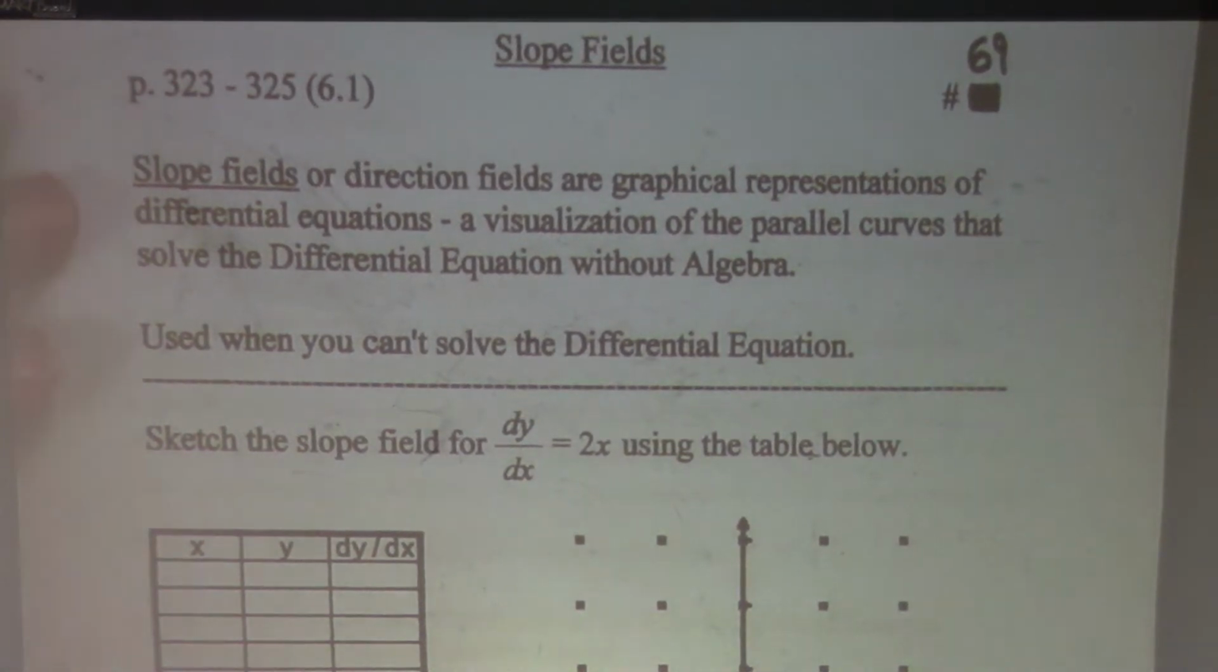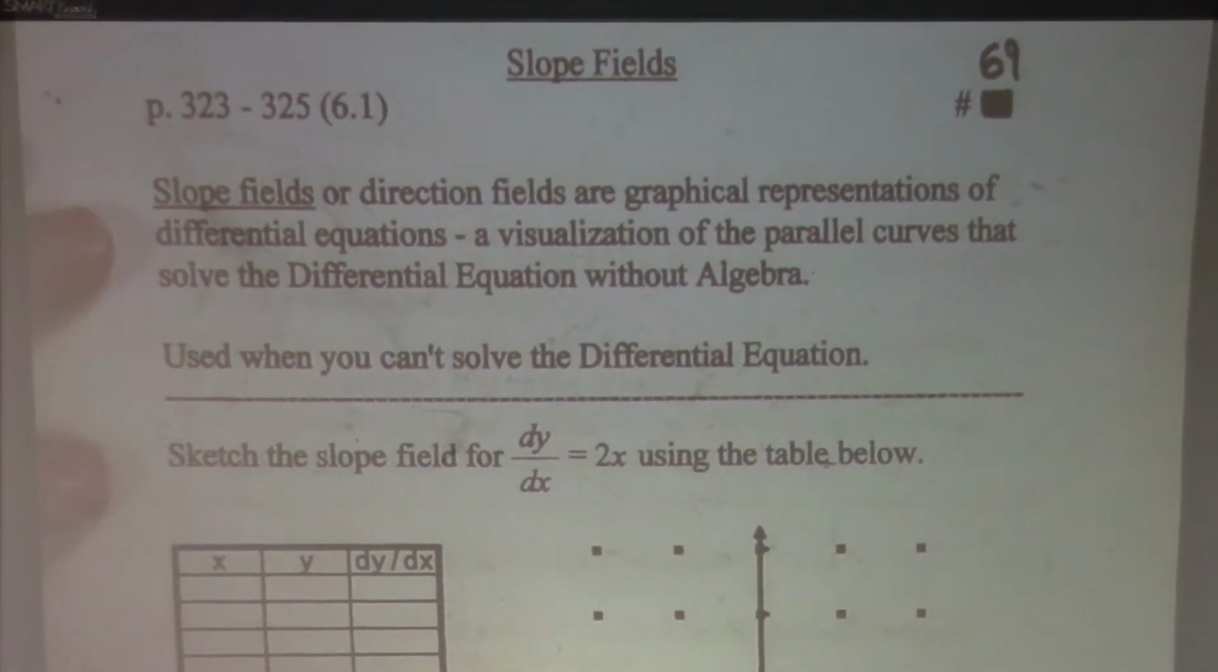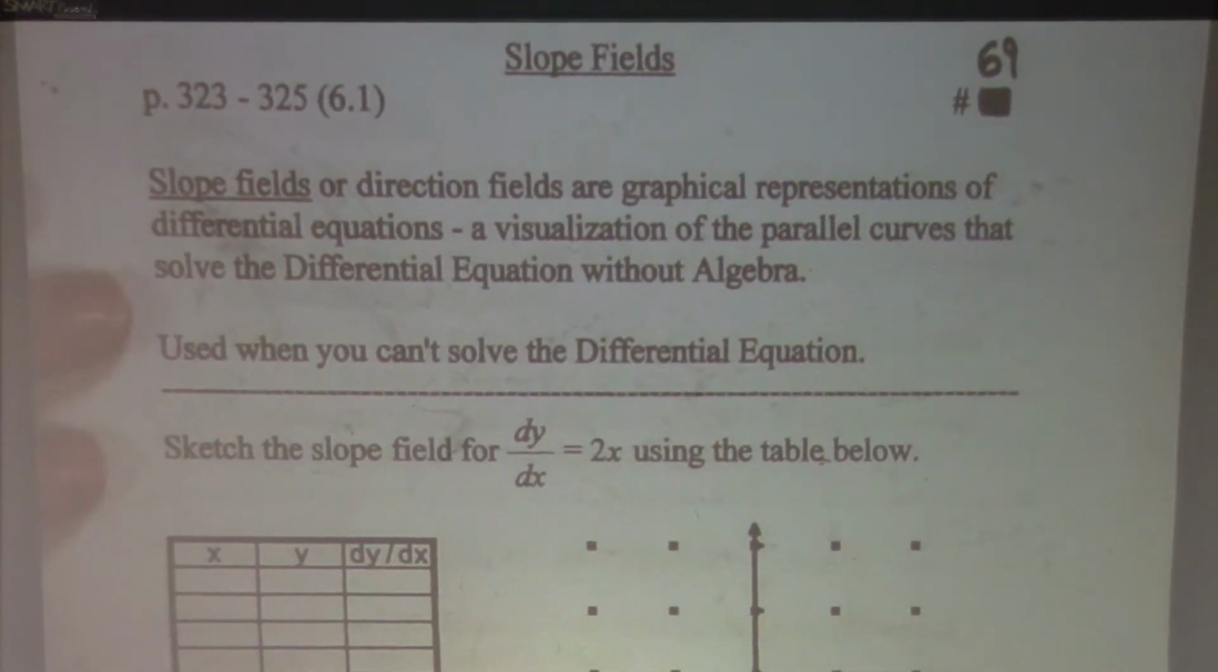Okay guys, this is the first note card in the 5th 6 weeks material, your last packet of the year. We're going to do a couple of note cards today, both related to slope fields.